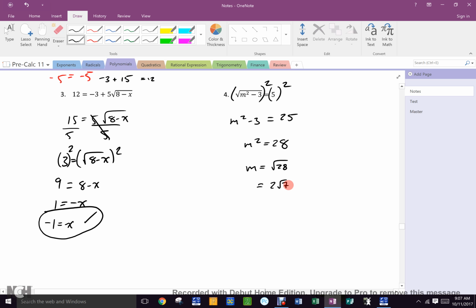Now, do I check? Yep. Square root of 28 goes right there, yes? What's the square root of 28 squared? 28. What's 28 minus 3? 25. What's the square root of 25? 5. Does 5 equal 5? So is that correct? Yeah. Sure. You betcha.